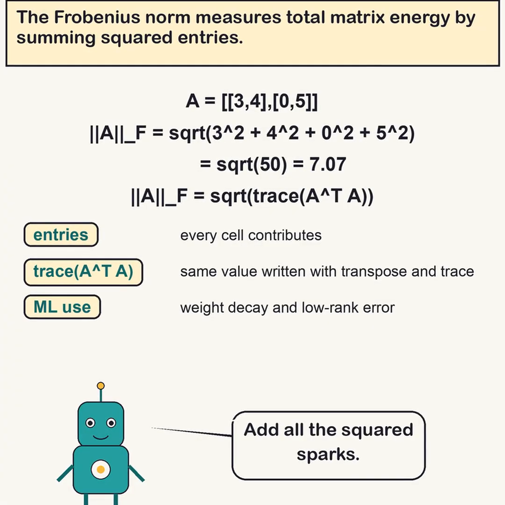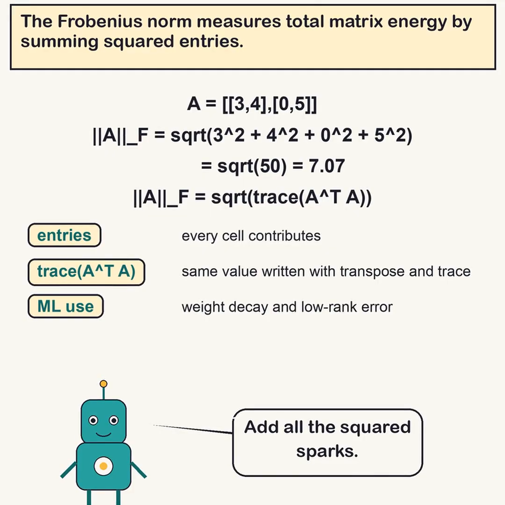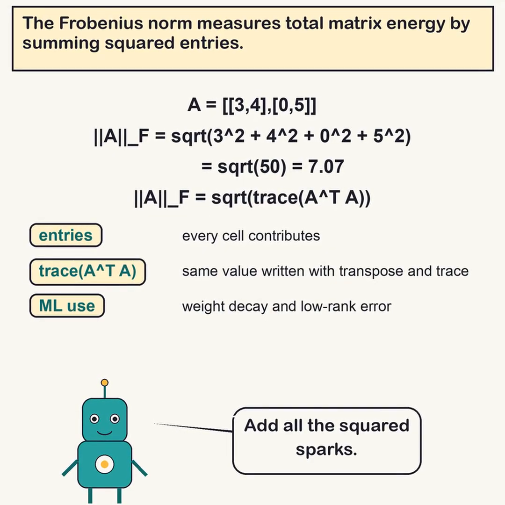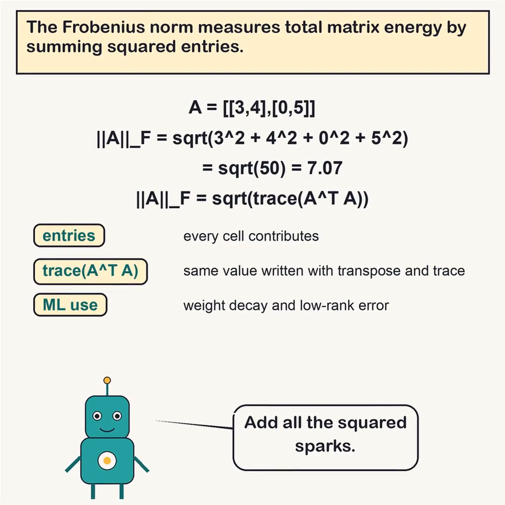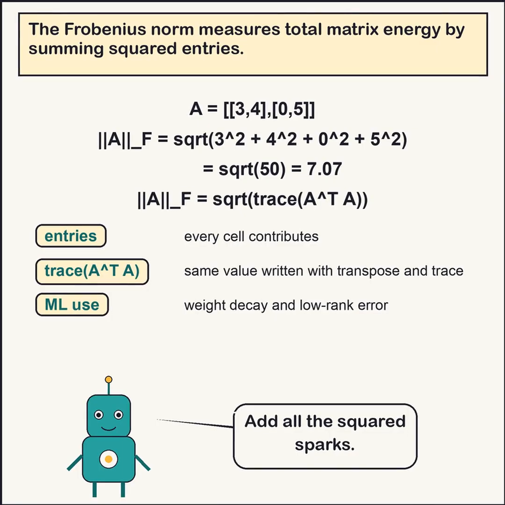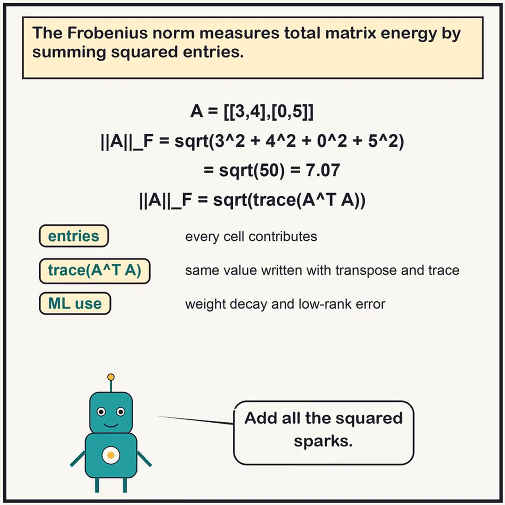The Frobenius norm treats the matrix as a grid of numbers and sums all squared entries. It appears in weight decay, matrix factorization, and low-rank approximation error. Real-world analogy: Frobenius norm is like measuring all lights on a control panel by adding the brightness from every bulb.